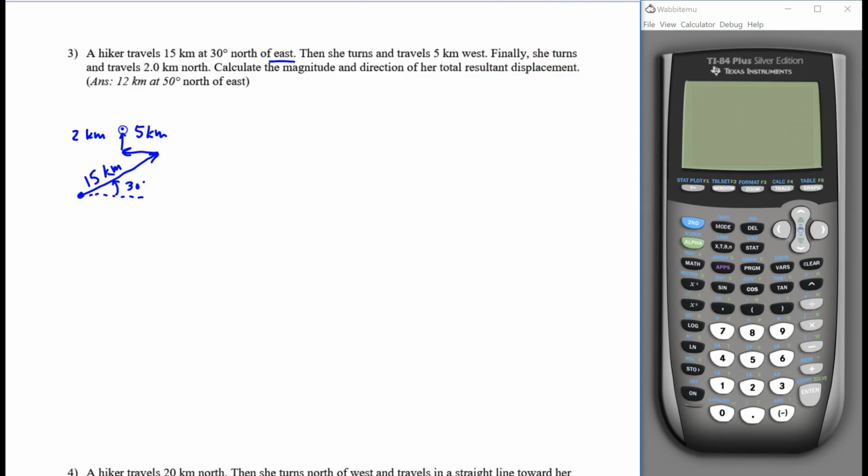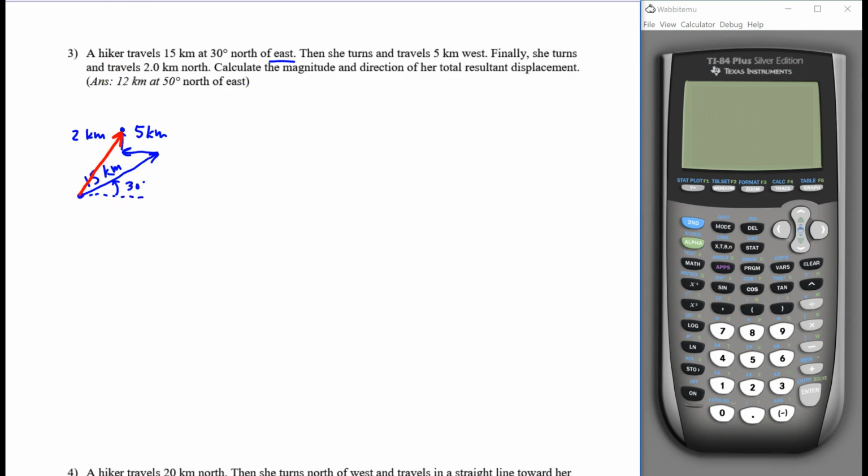Well, she is ending right here. She started at the beginning. So the total displacement goes from the very beginning to the very end. And that resultant displacement, we could call it delta R, or sometimes just capital R we might see. And that's what we have to find.